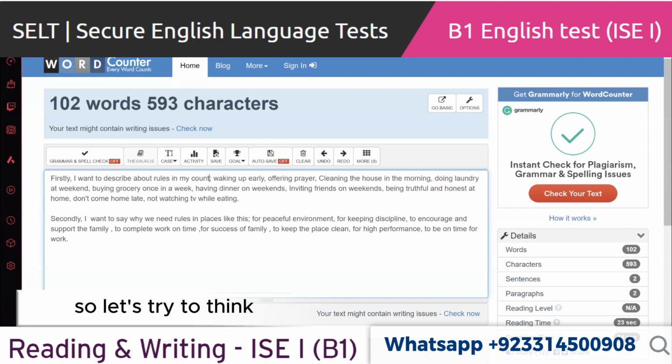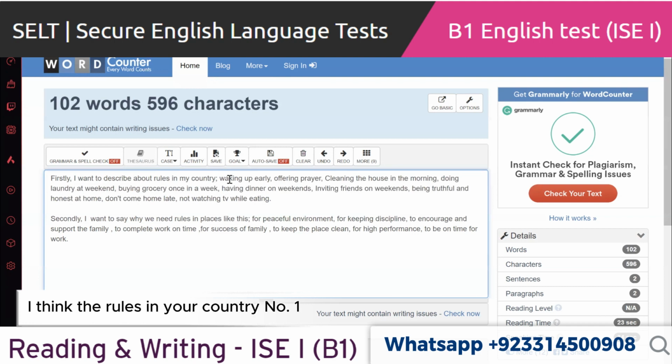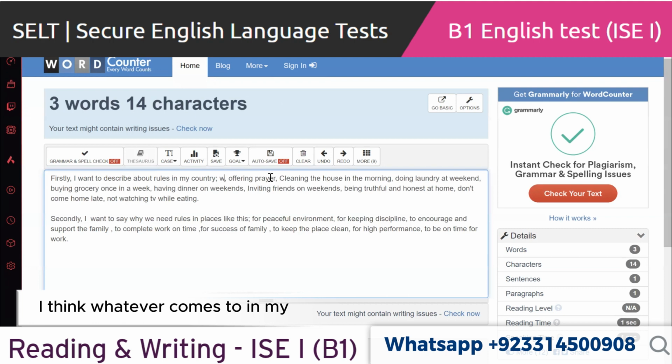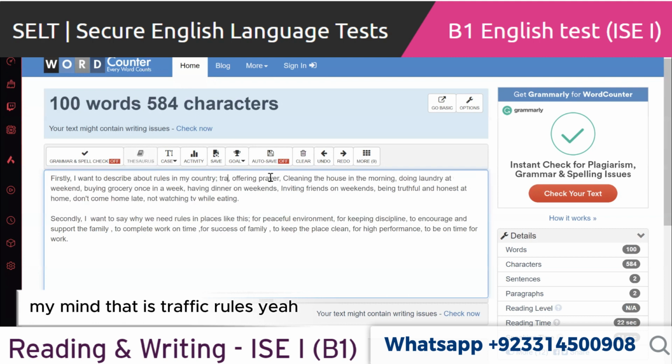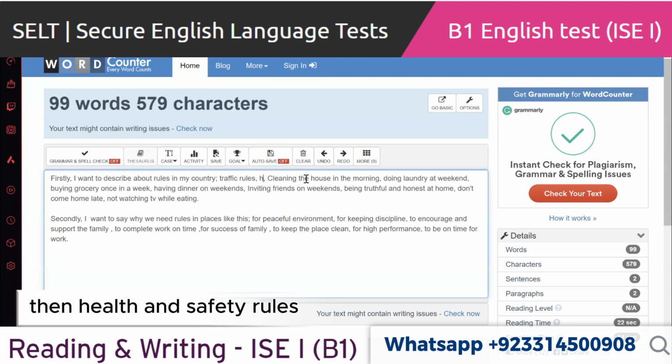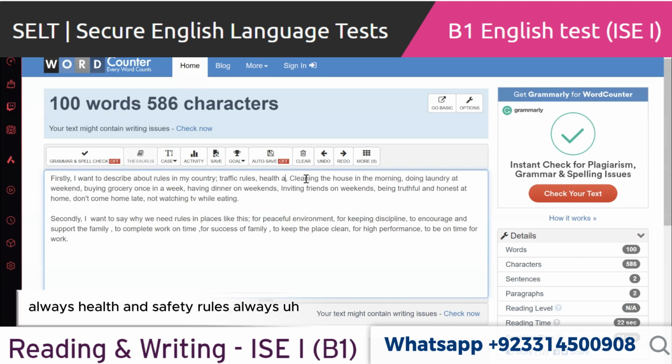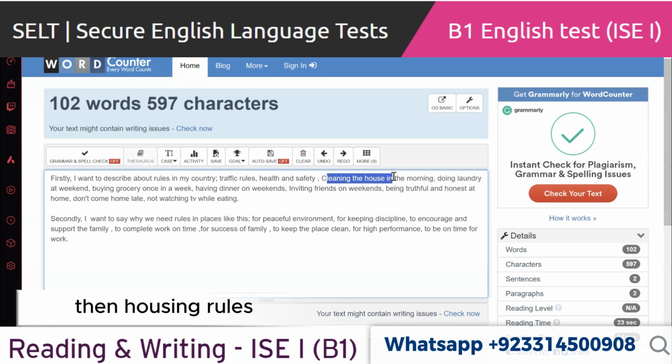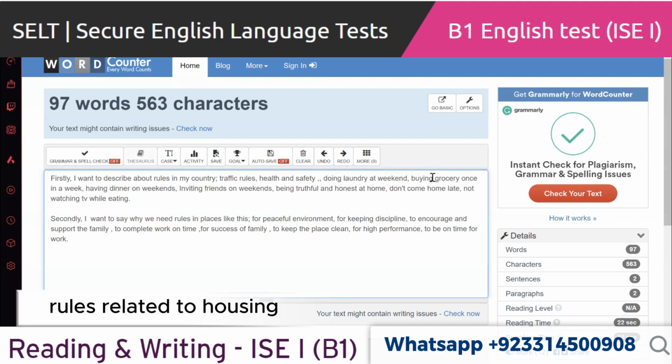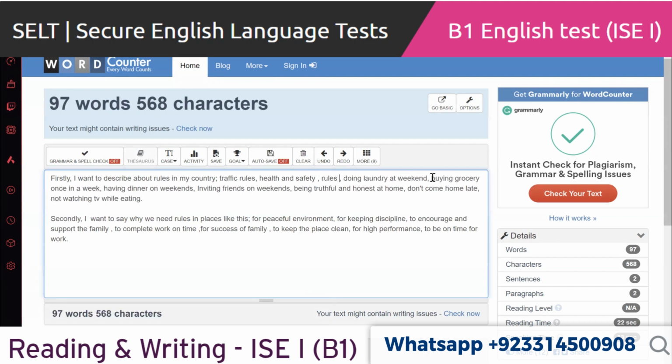So let's try to think about the rules in your country. Number one, whatever comes to my mind, that is traffic rules. Then health and safety rules. Then housing rules, rules related to housing.